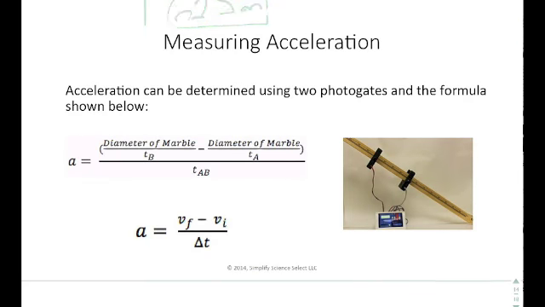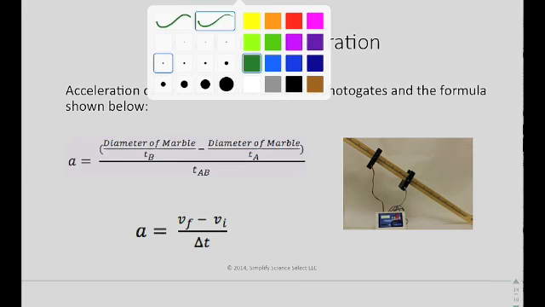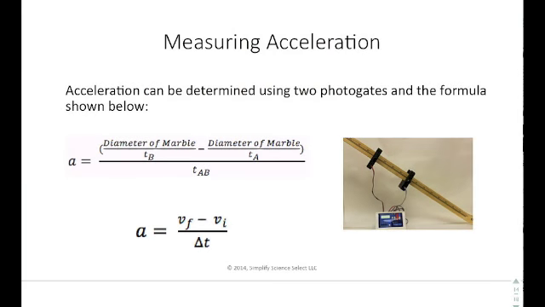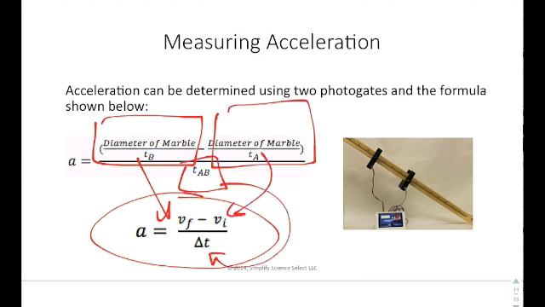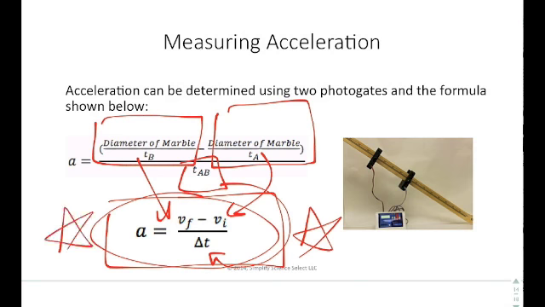Measuring acceleration. If we're looking at acceleration, in the lab we had to figure out the diameter of the first marble divided by the time, minus the diameter of the second marble divided by the time, divided by the overall time. This is the formula that was given to you in the lab, and it correlates to this particular formula right here. The final velocity is this term, the initial velocity is this term, and the time between the gates is the change in time that goes right there. So this is the more broad version of this formula if you're using something that's not a photo gate, if you're using a car, for example.